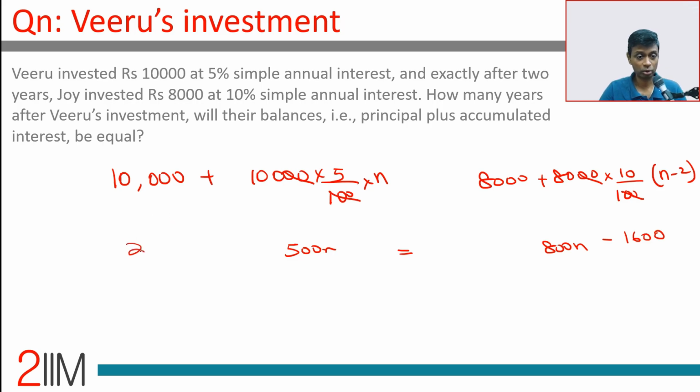10,000, this side is also 2,000 plus 500 n is 800 n minus 1,600. Bring this 1,600 here. 3,600 is equal to 300 n. 800 minus 500. Mark off 2 zeros. 36 by 3. N is 36 by 3, 12. Viru invests for 12 years. Joy invests for 10. Their balances would be same.